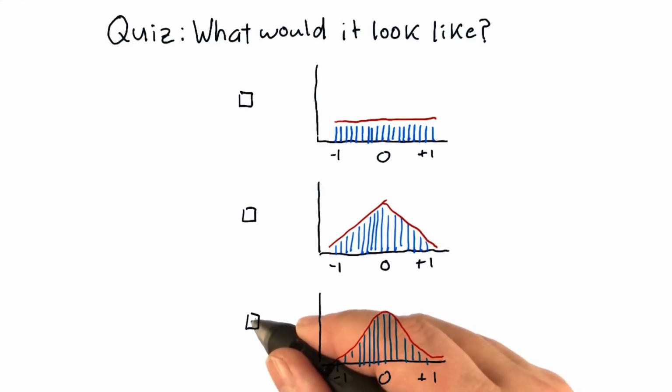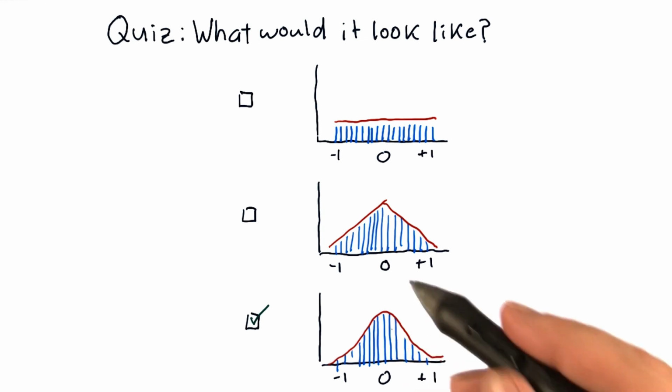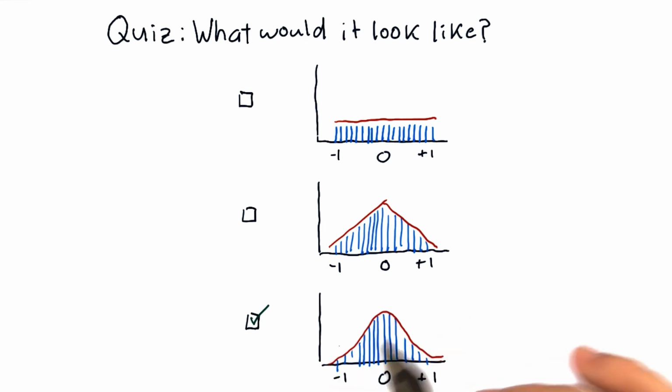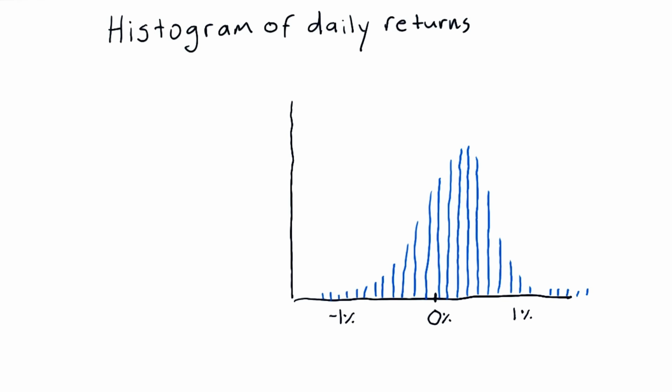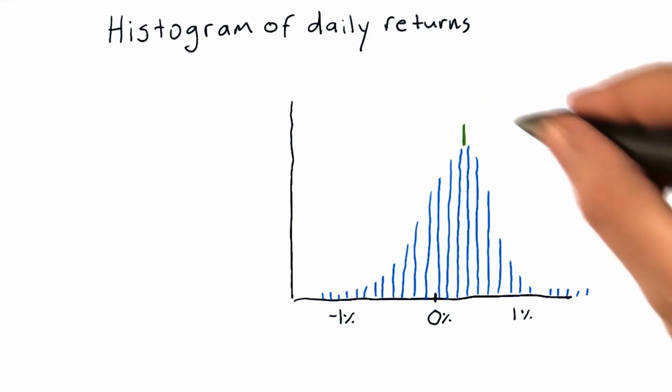The correct answer is bell curve. That's what many distributions in nature look like, and if you can consider the stock market nature, it's not unusual that a histogram of daily returns ends up looking like a bell curve. Once we've got our histogram, there are a lot of statistics we can run on it to characterize it. For instance, of course, we might be interested in the mean.